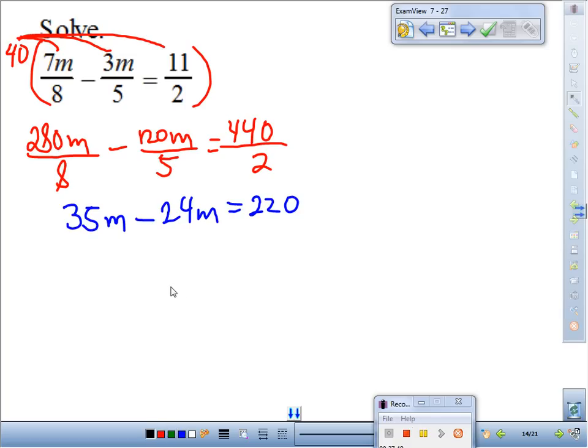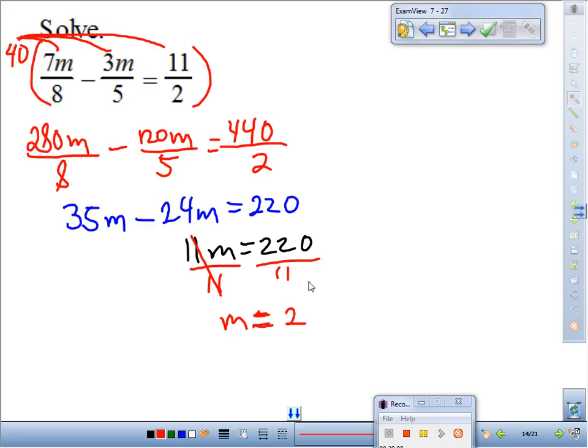Can we combine like terms? Yes, this becomes 35 minus 24, that's 11m equals 220. At the end, we divide by 11, divide by 11. M equals, let's see. 11 fits into 22 two times, but there's a zero at the end, so it's 20. Copy that.